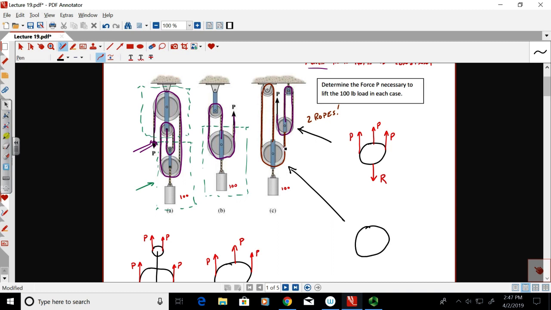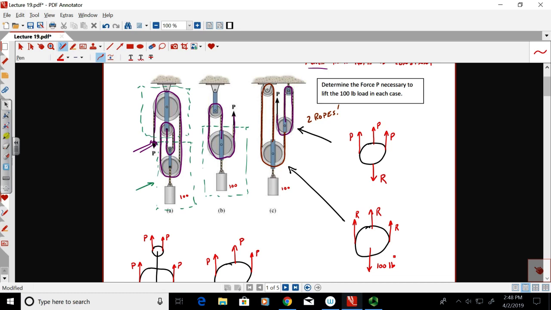So what happens here? Well, it looks like I've got on this bottom pulley, looks like this is R, right? R here, R there, and R there, right? Because that's the rope R that has force R pulling up on each one of those. And on this bottom moving pulley, 100 pounds down, right?